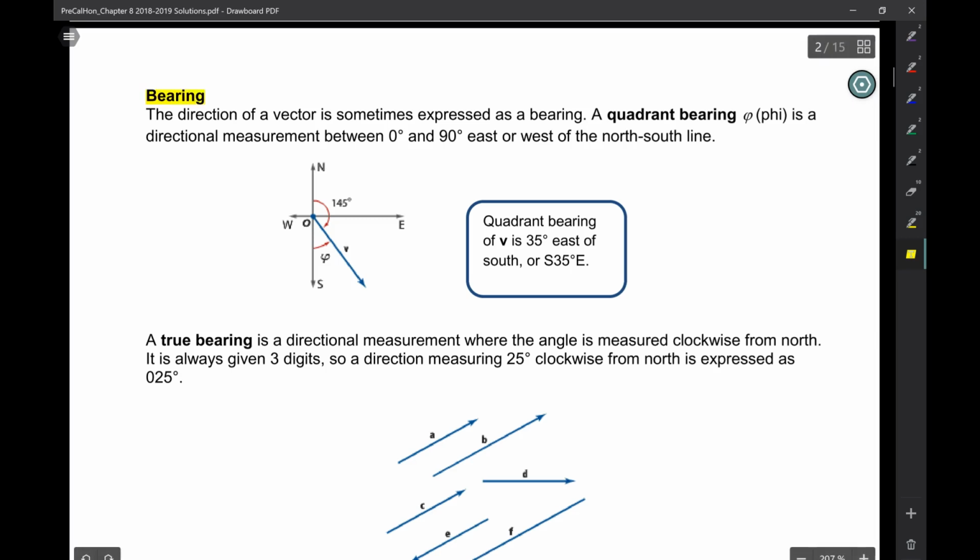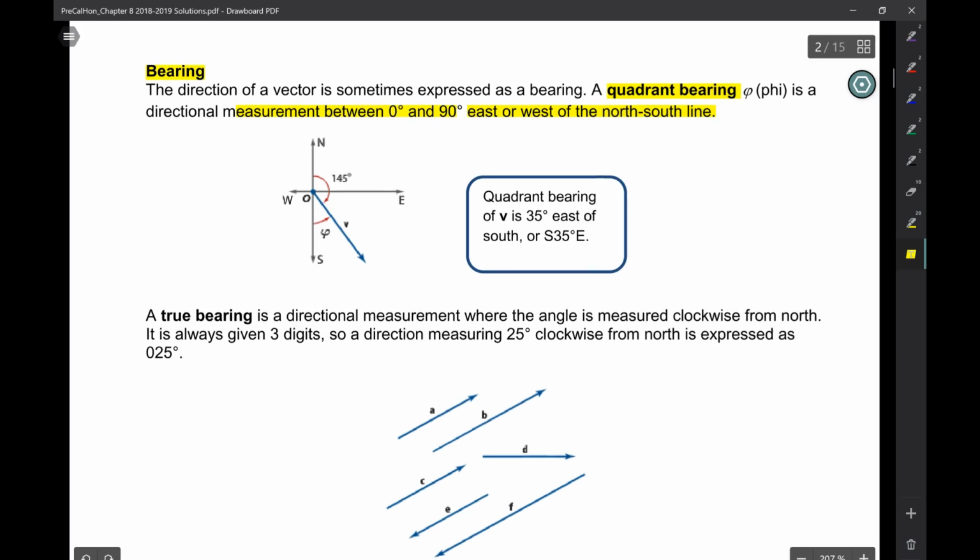All right, so let's talk about bearing for a minute. This is one way vectors are represented. When we talk about bearing, that's another way of expressing direction. There is quadrant bearing and true bearing. Quadrant bearing is a directional measure between 0 and 90, east or west of the north-south line. What the heck does that mean? So, look at this one here. The quadrant bearing is this phi right here, that angle on the bottom.